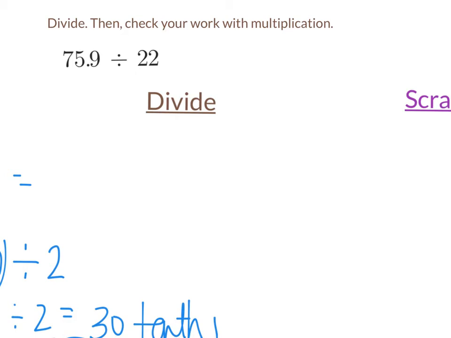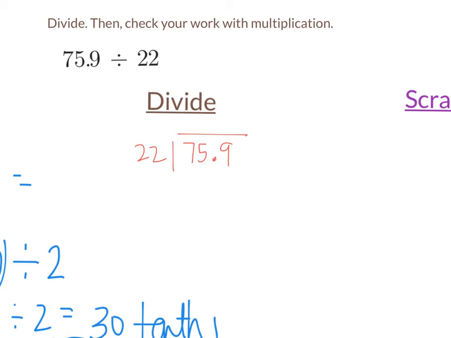Okay, now that we know that our answer should be pretty close to 3, let's do the division. We have 75.9 divided by 22. How many tens do we have? 7. Can I divide 7 tens into 22? No. So then I have to think about it.